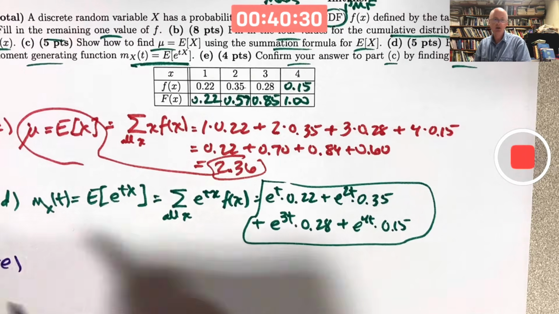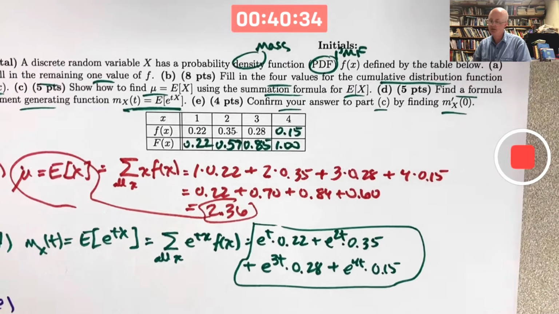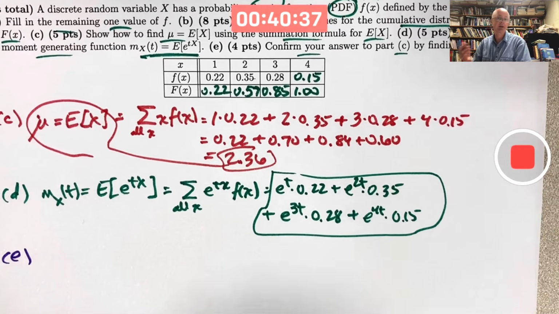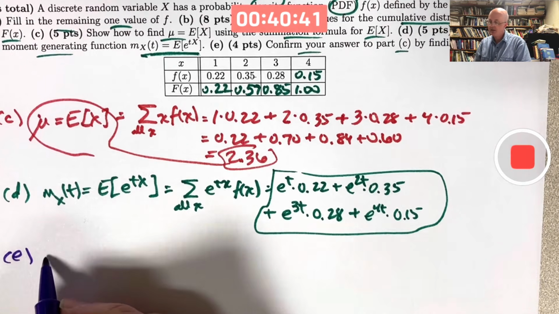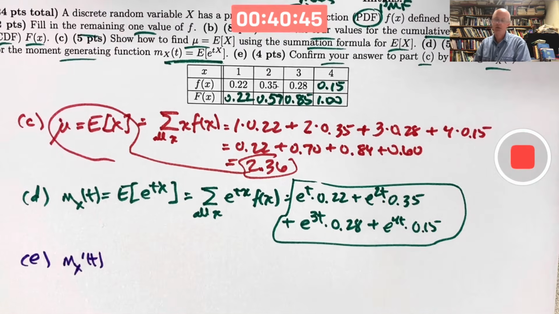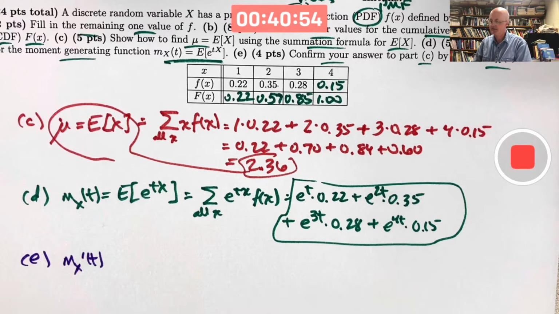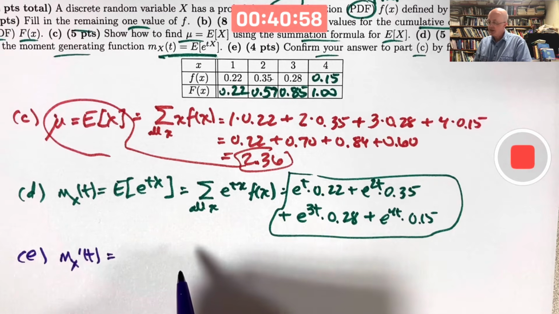What does the moment generating function do? One thing it does is it generates moments. By taking derivatives and plugging in 0, you can find expected value of x, expected value of x squared, expected value of x cubed, etc. So I need to find the derivative of this function and plug in t equals 0. Those expected values of x, x squared, x cubed are called moments. That goes back to physics, though I don't know why physicists call them moments. They generate moments by taking derivatives and plugging in 0.